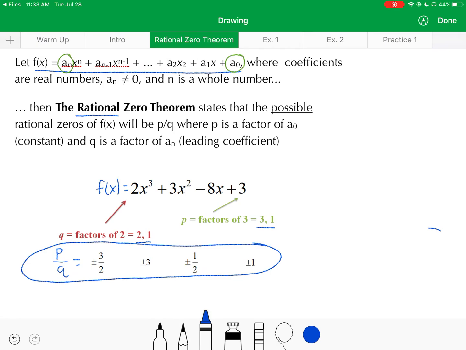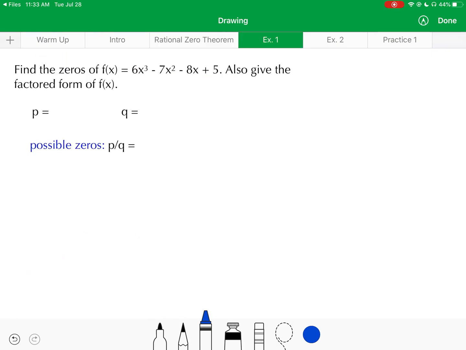Let's take this further now. Find the zeros of the function f of x, and notice it says to also give the factored form of the function. The first thing to notice is that I don't know any factoring techniques that are going to work for this. Grouping isn't going to work here. It's not a sum or difference of cubes. It's not a quadratic pattern. And I'm not given any other information about the function other than its equation. That's my indication that I need to use the rational zero theorem.